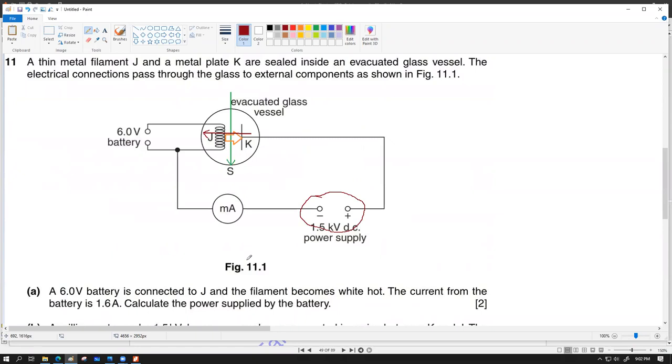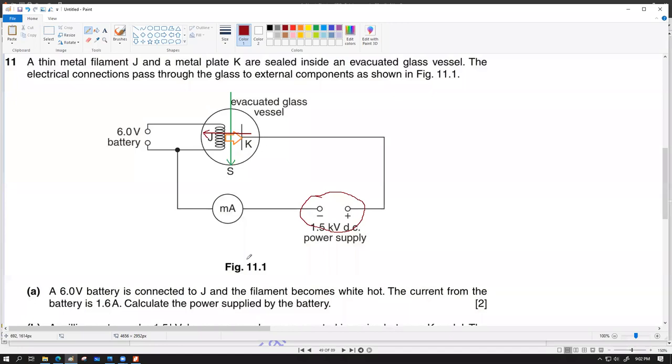No. No. Think about it. Sir, I'm going to say, if the electrons are coming, then the power supply is positive, the electrons are coming out. So, what do you think?